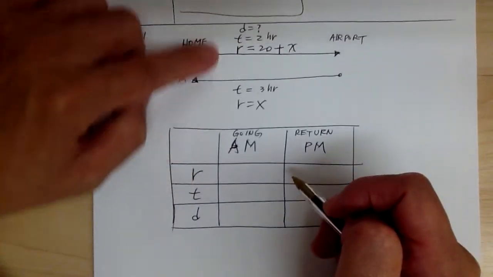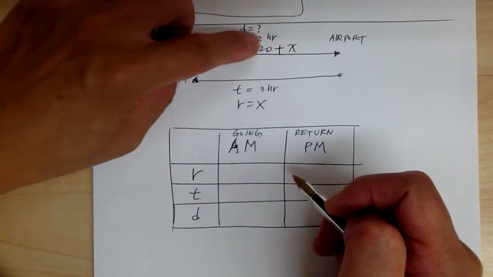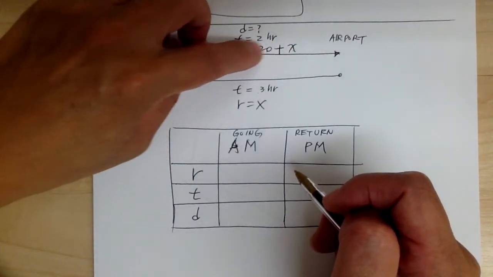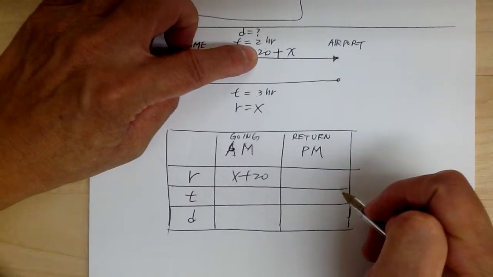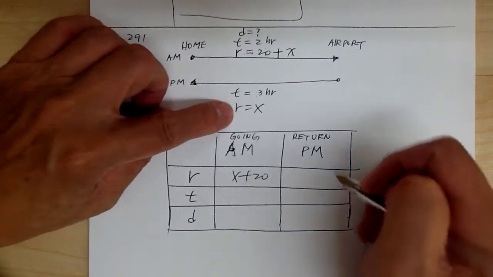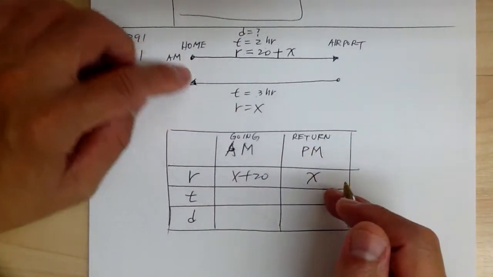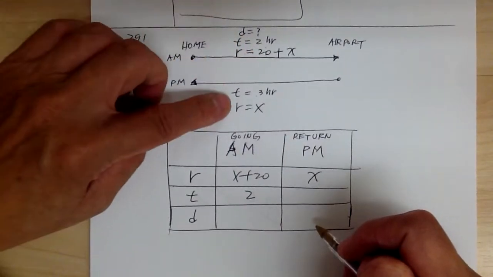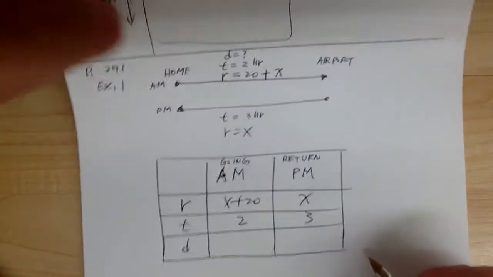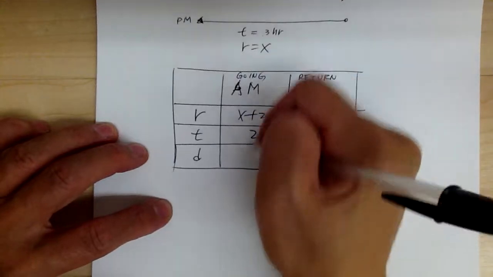R is the speed. So the speed in the morning, I'm going to write in the correct order, is x plus 20, and in the evening it's x. Again, that's just speed. The time in the morning it tells you is 2 hours, and in the evening it's 3 hours. Again, you always multiply down the column.